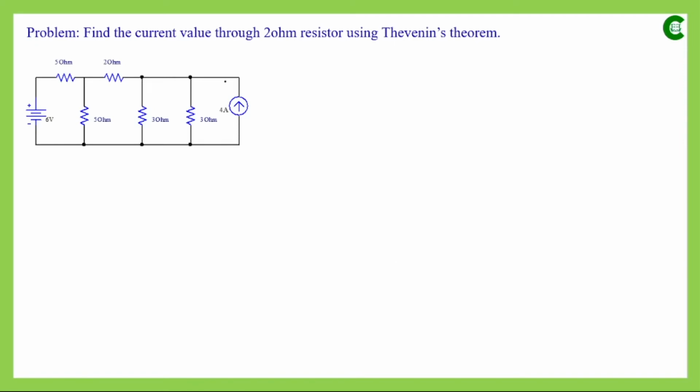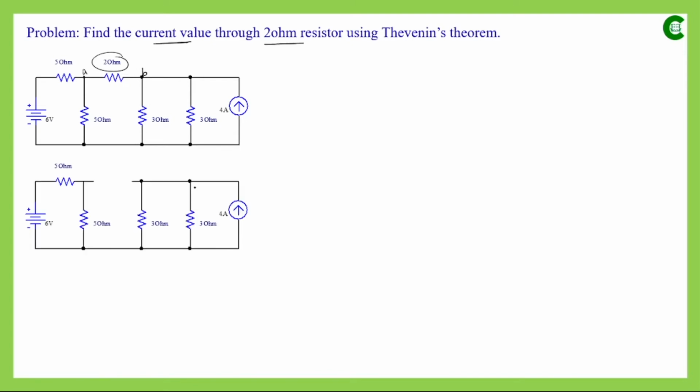Now in this network, what we want to find out is how much current is flowing through the 2 ohm resistor using Thevenin's theorem. So this is the 2 ohm resistor through which we want to find the current value. Now in the first step, again we will remove that 2 ohm resistor, the concerned resistor, and these are the two terminals between which this load resistor is connected. So after removing the load resistor, the circuit will look like this.